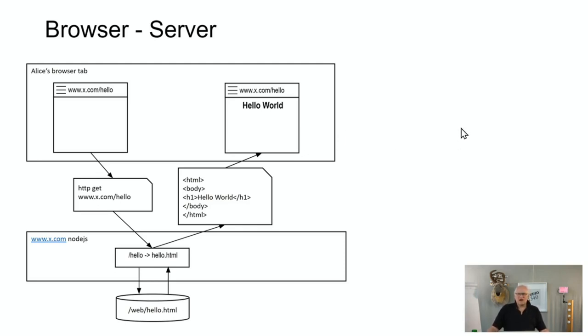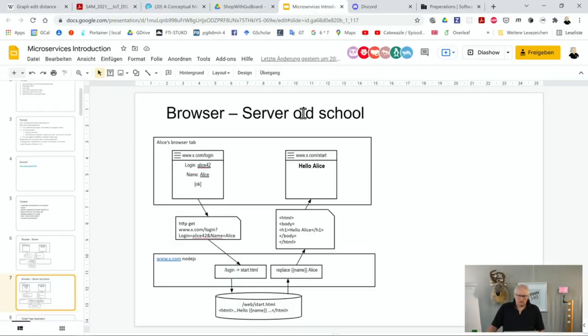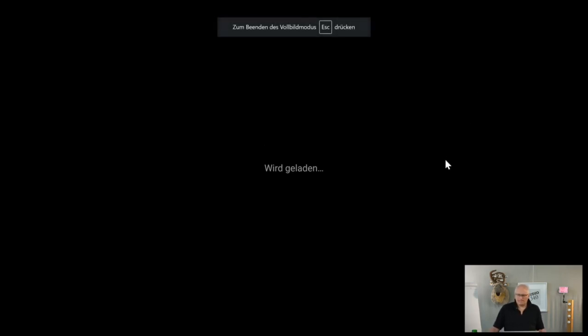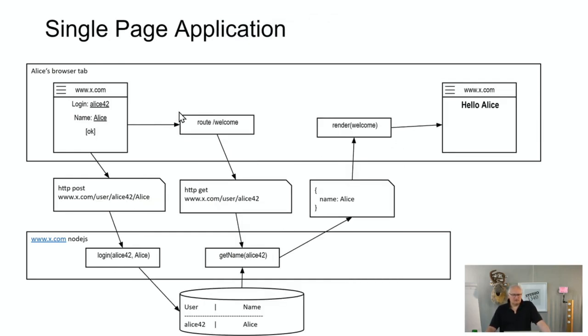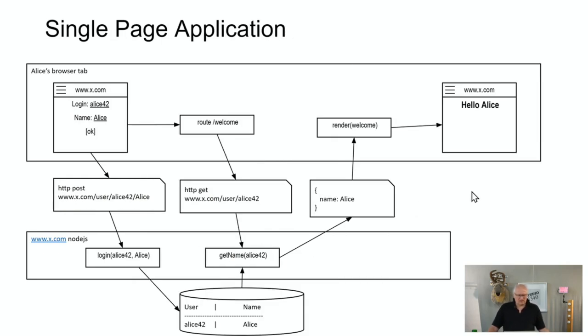And so the modern style is, no, please, I just want to get new content. And I do the rendering, the displaying of new information dynamically on the browser side. So the new school is this. Okay, perhaps still new school. I don't know why I have this one. This is actually double on the same thing that I have had before.